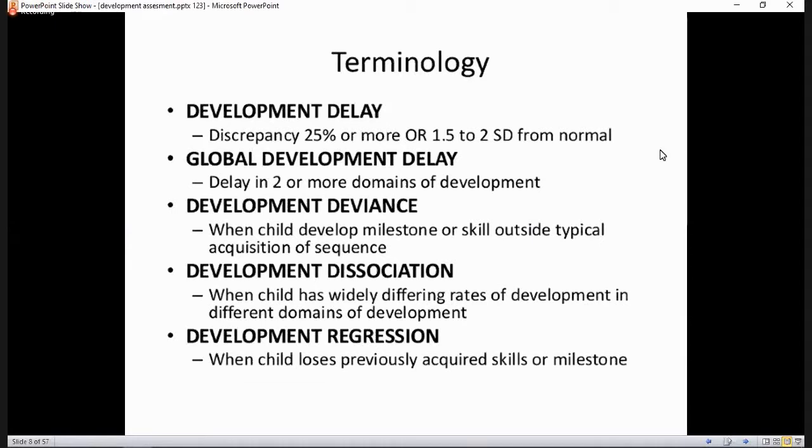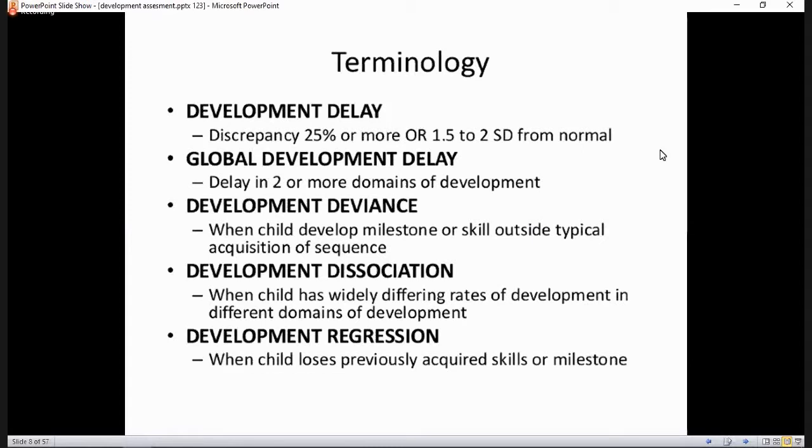Global development delay is defined when, as I have already told you, there are 5 domains of development. If 2 or more domains are affected, we label it as a global development delay. Development deviance is when the child develops a milestone or skill outside the typical acquisition sequence. Development dissociation is when the child has a widely differing rate of development in different domains. Suppose the patient is able to walk, but he is unable to speak. So this is a development dissociation.